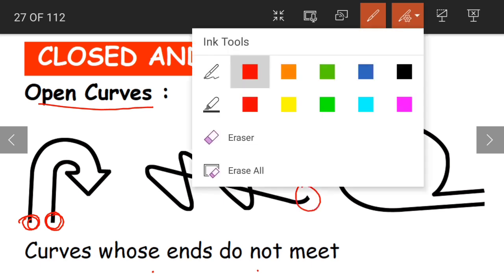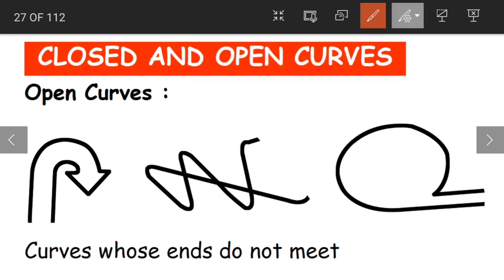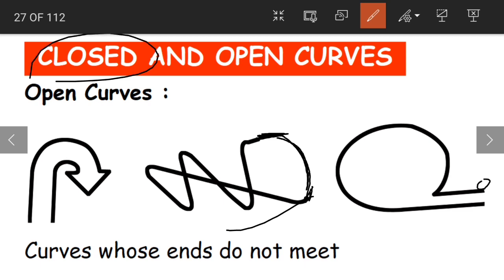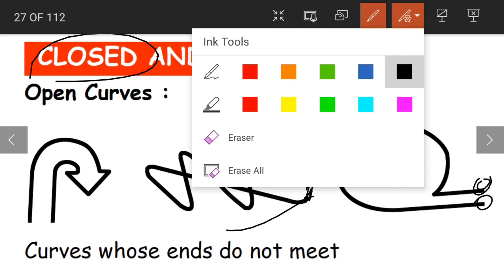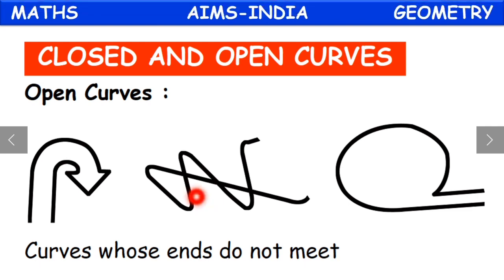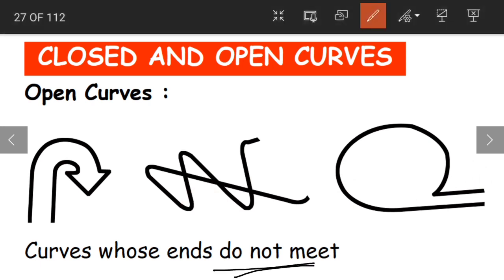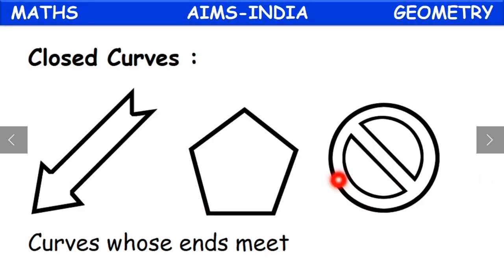Again, this is one end and this is the other end. They are not meeting each other. If I extend this end and take it further so that it meets the other end, see, now this becomes a closed curve. Again, here also both ends are not meeting each other, so this is again an open curve. So this is how you distinguish between an open curve and a closed curve, depending on the ends. When the two ends of a given curve do not meet each other, such curves are called open curves.